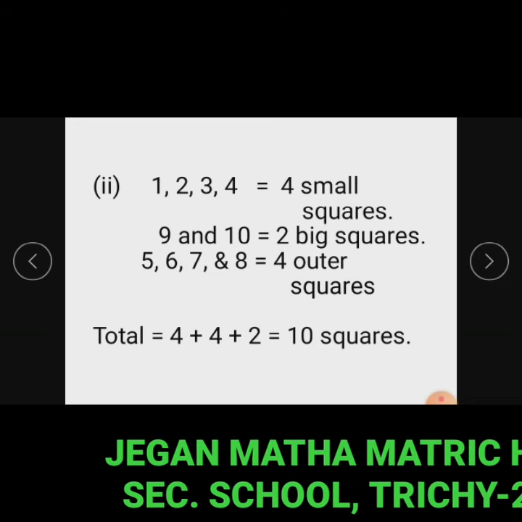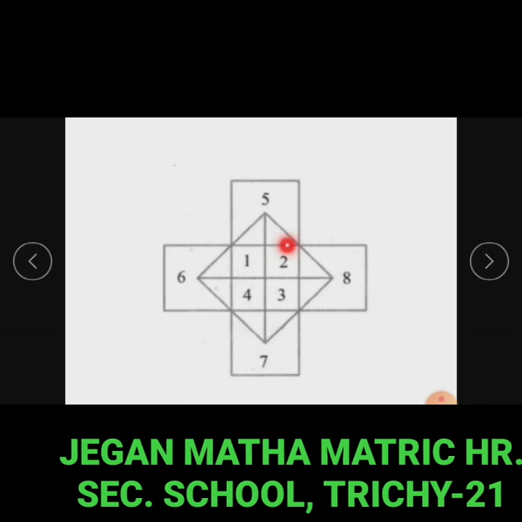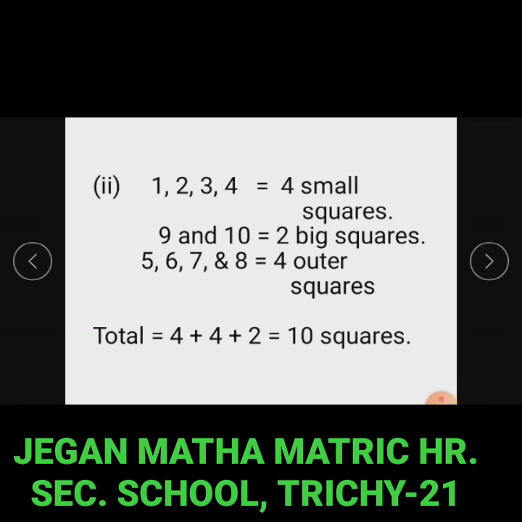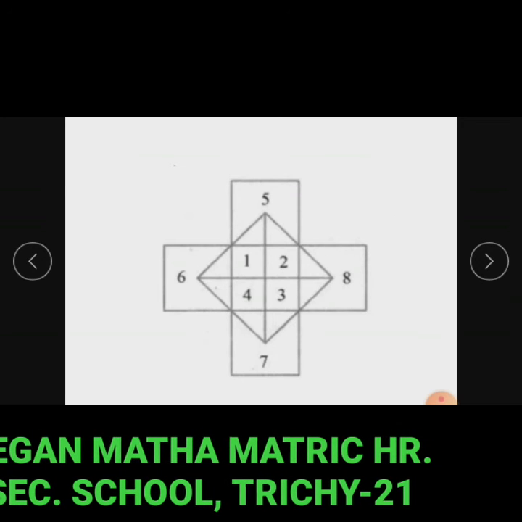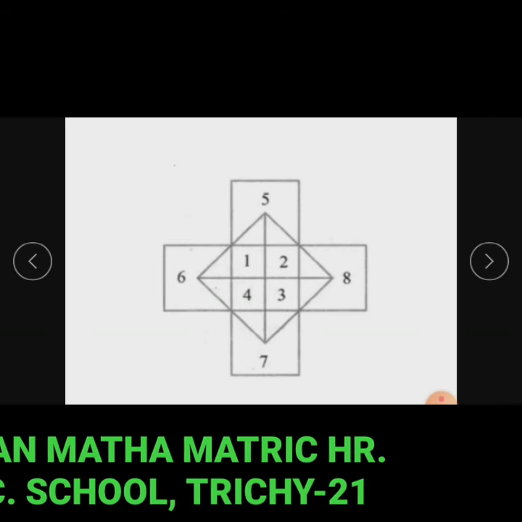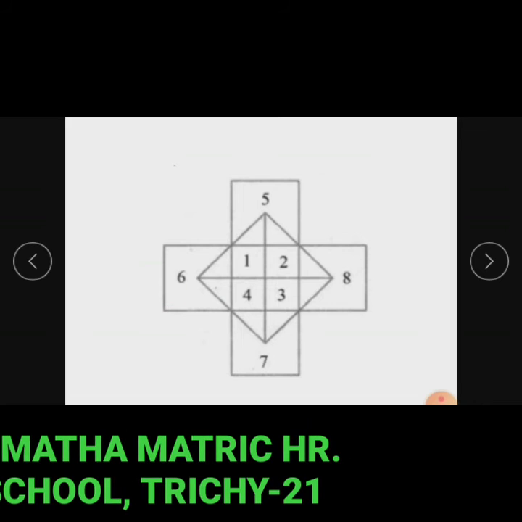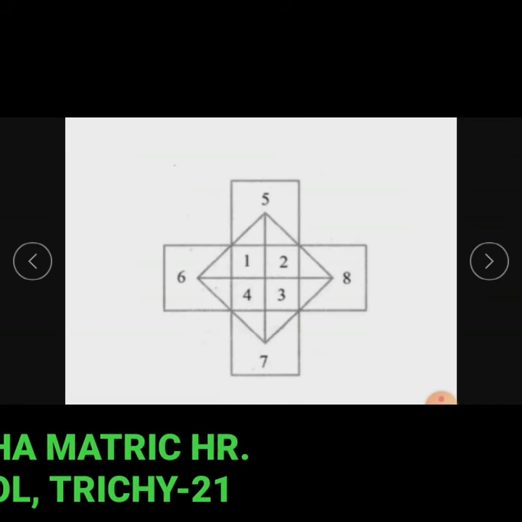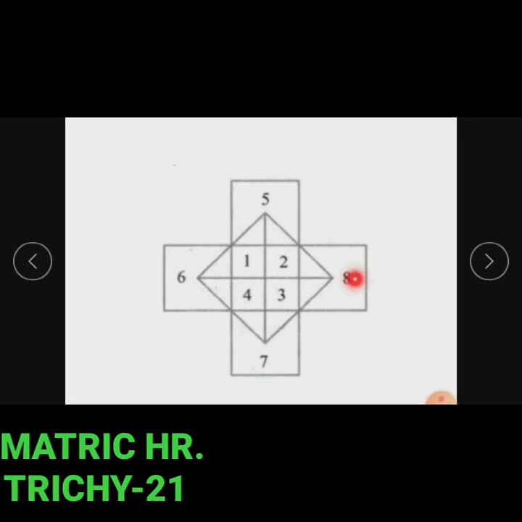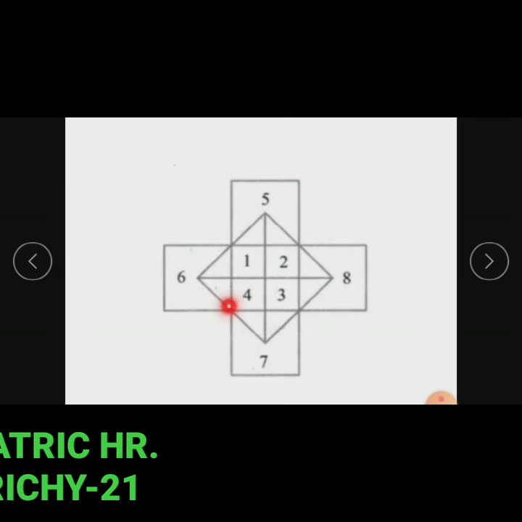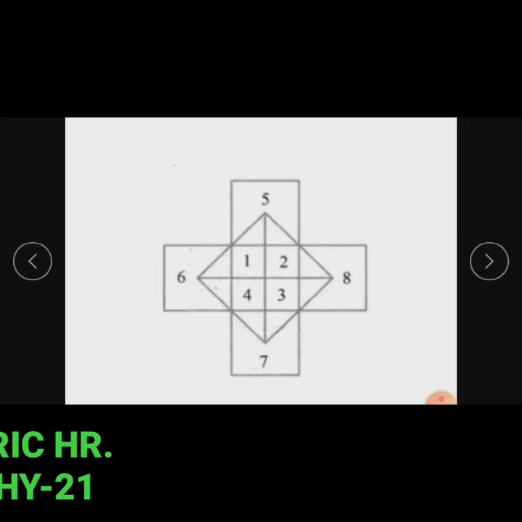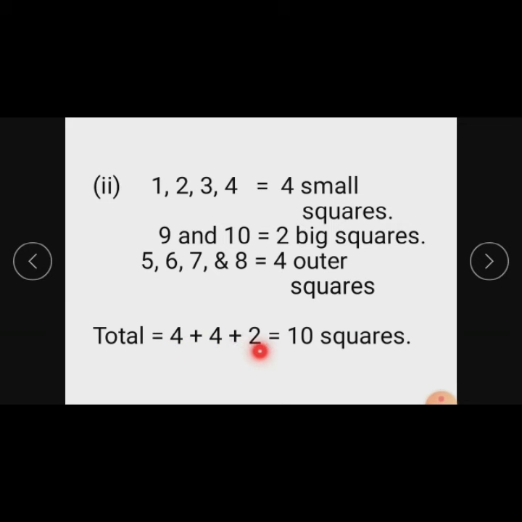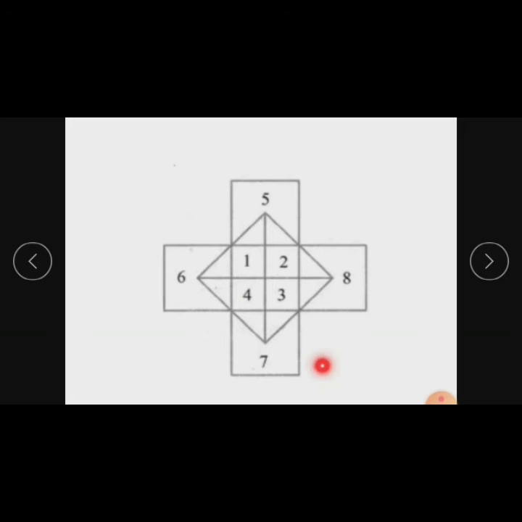In figure 2, 4 small squares, 1 2 3 4, and 9 and 10 are bigger squares. 4 squares 6, 7, 8 and 5. Five, six, seven, eight are outer squares. Bigger squares 9 and 10. So totally 4 plus 4 plus 2, 10 squares are present in these figures.